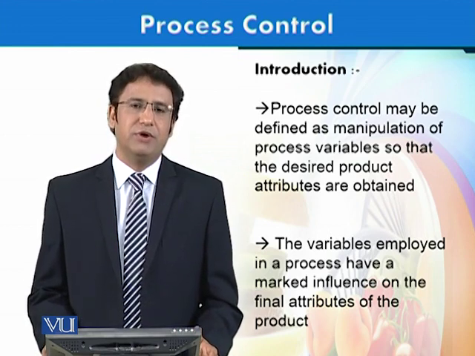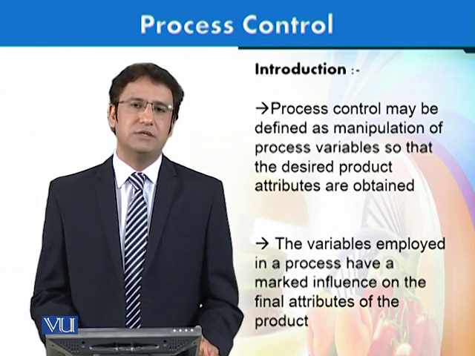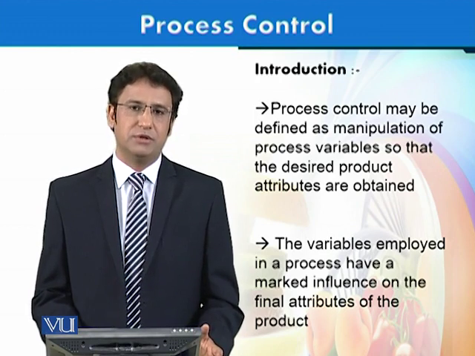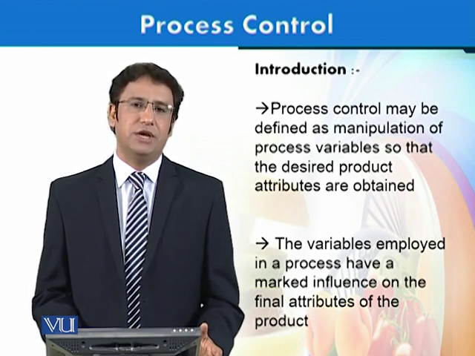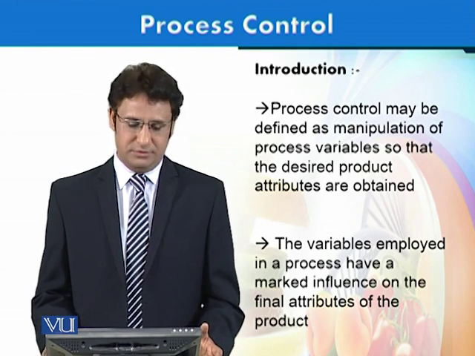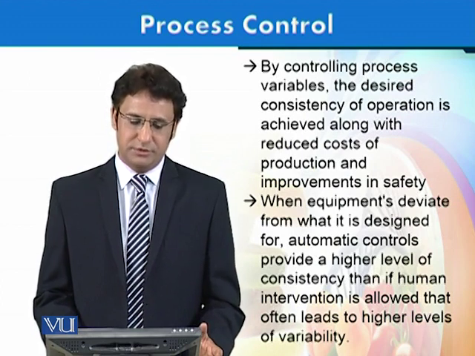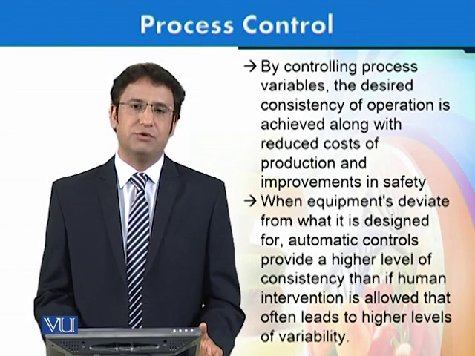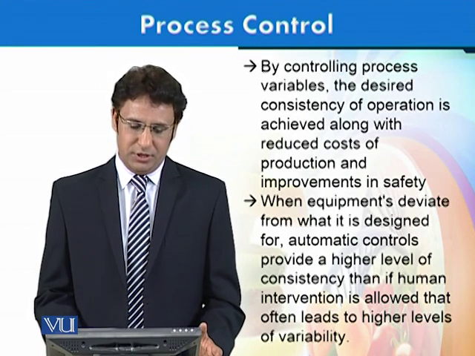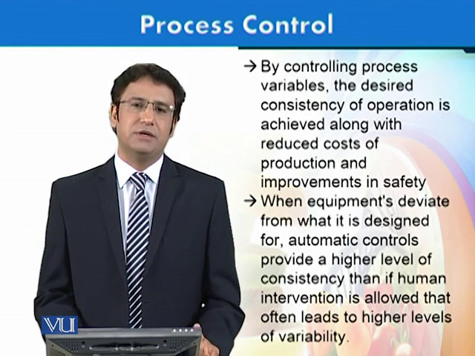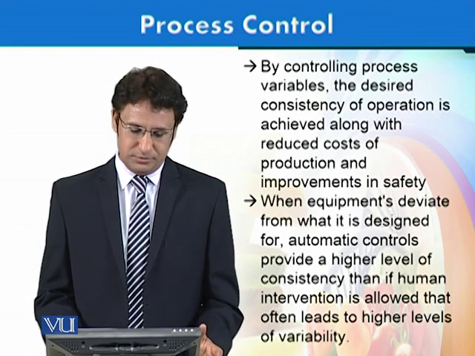As I said, there may be a large number of variables for a single process, and every variable has some effect on the final attributes of the product, and we have to look at them in very fine detail to see whether these changes in product attributes are desirable or not. Once we can control all these process variables, the consistency of operation is achieved, and that would reduce the cost of production, and improvement of safety would be achieved if everything is under control.